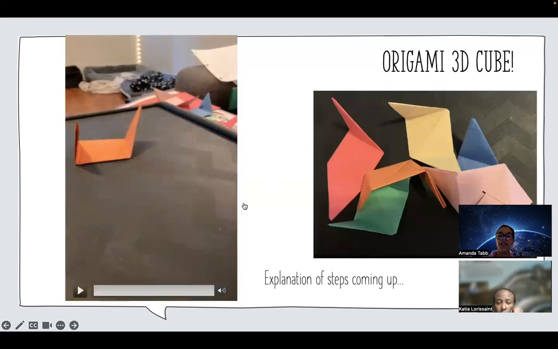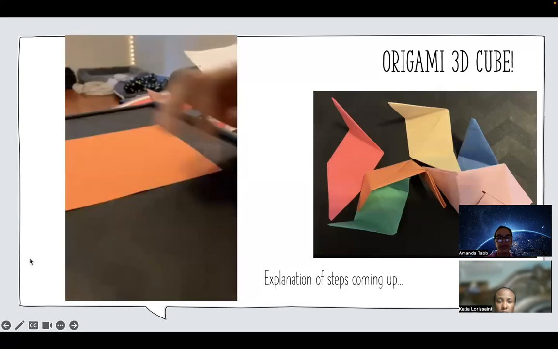Right, so this is the first side of the 3D cube, and then over here you can see the other 5 ones that I had to make in order to make the 6-sided cube.